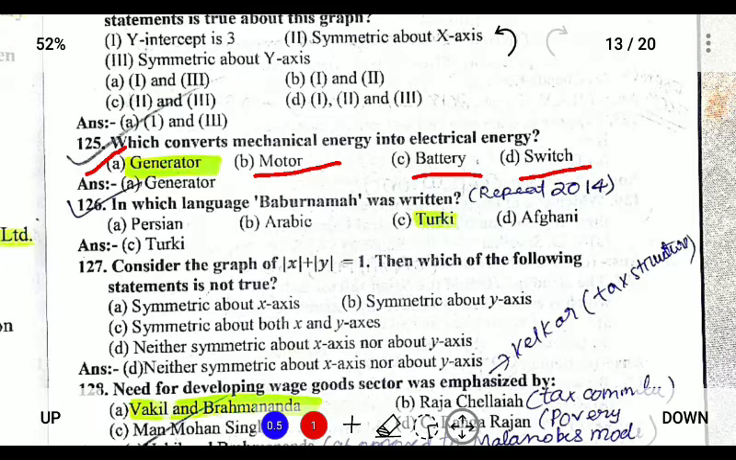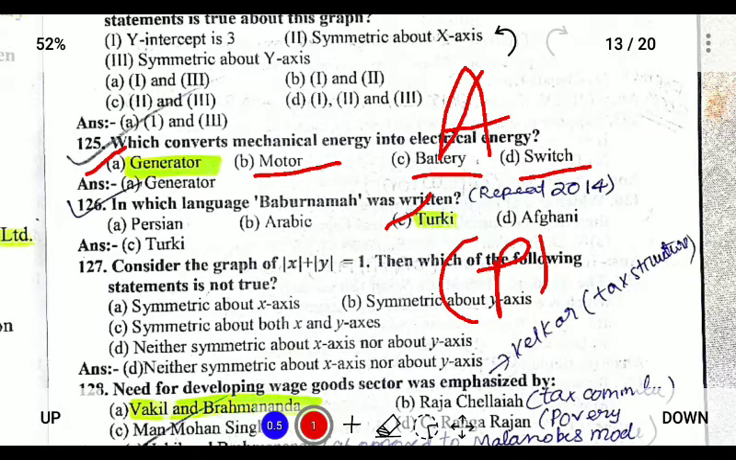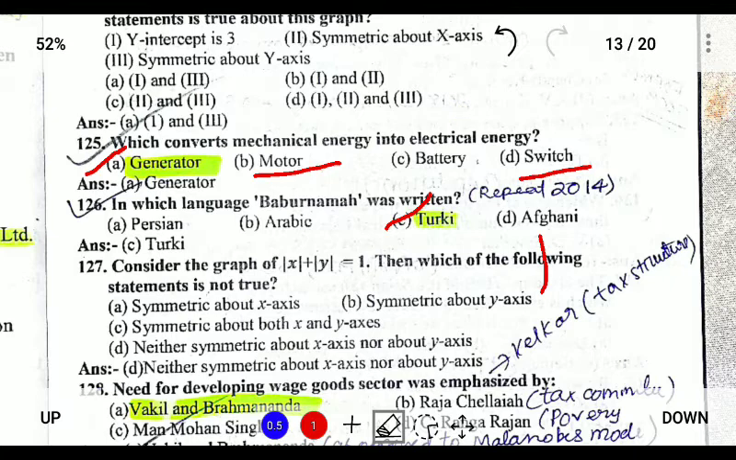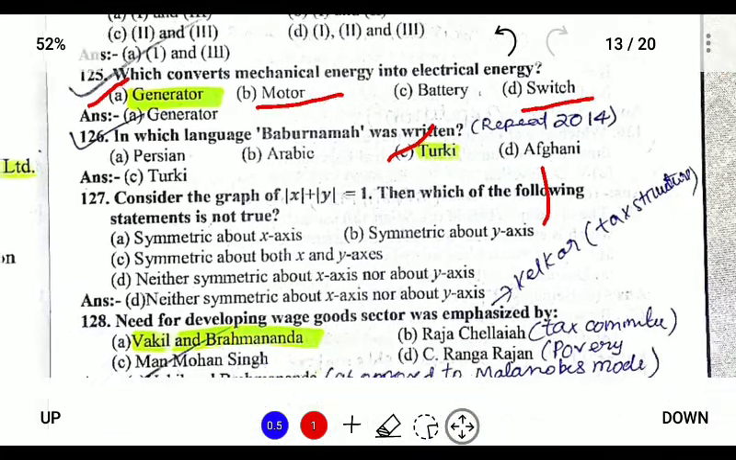Next, in which language was Babur Nama written? So Babur Nama was written in Turkish, because Babur Nama is an autobiography of Babur, the first Mughal emperor. And only during the reign of Akbar, the court language was changed to Persian. Before that, the Turkish language was used.